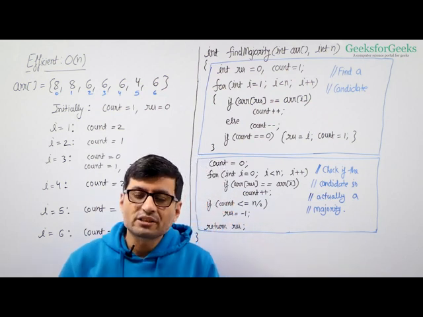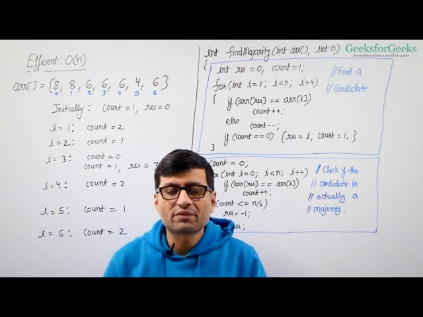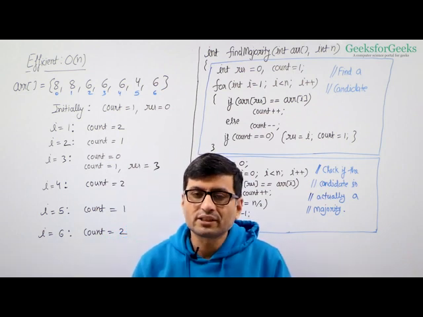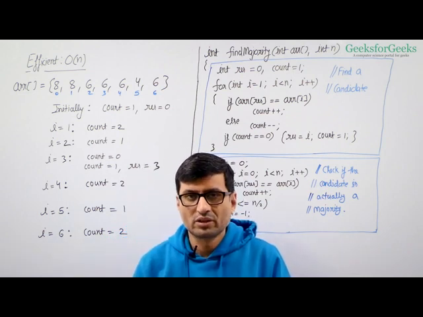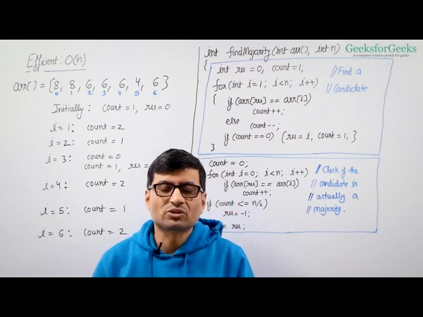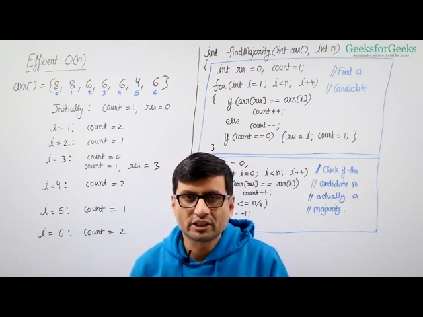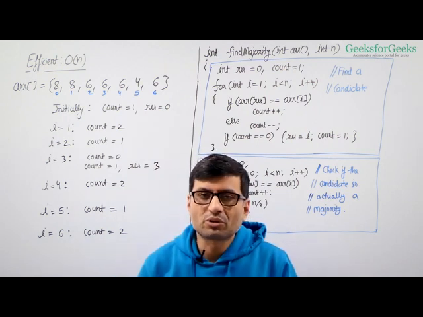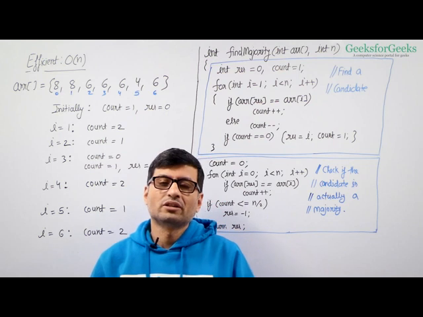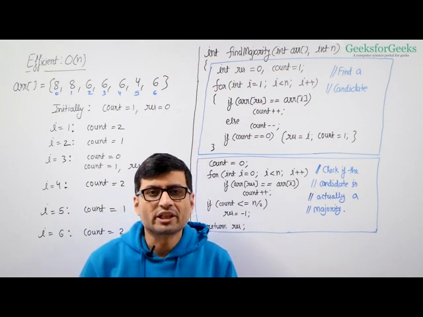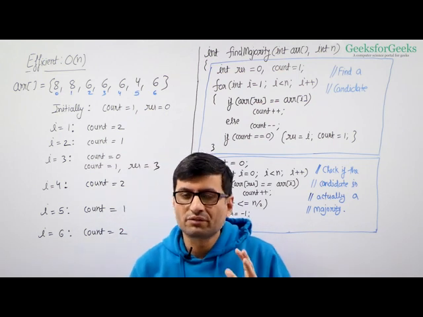The second phase checks whether the candidate found by the first phase is actually a majority or not. The need for the second phase is only there when you do not have a majority element in the array. If I modify the question and tell you that there's always going to be a majority element in the array, you just need to find it, then only one phase is required.